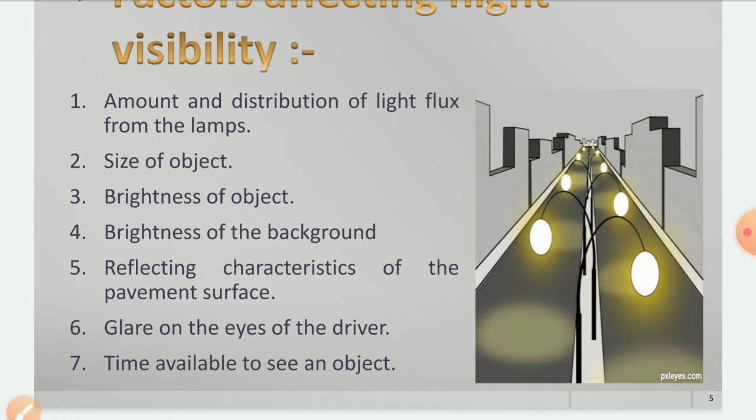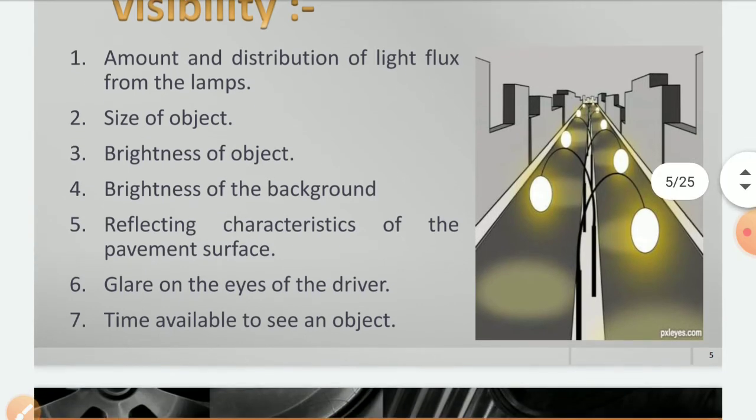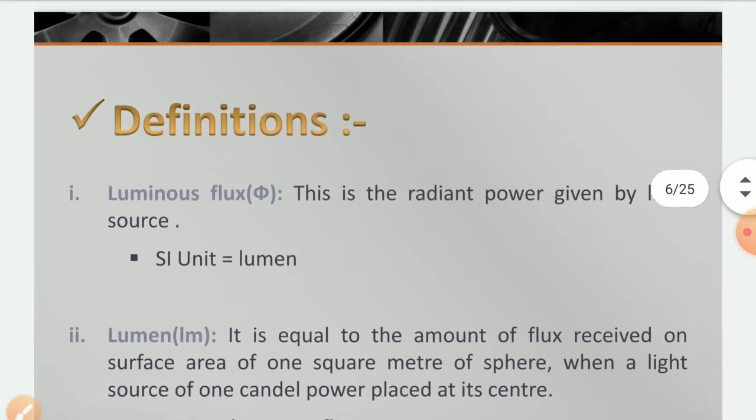Also the reflecting characteristics of the pavement surfaces. Some roads, because of continuous use, develop reflecting patches or surfaces. The reflecting characteristics of some pavements may also affect visibility. Also glare in the eyes of the driver, which also affects visibility, and the time available to see the object. If you are driving a car at night with street lighting, the time available to see a particular object is very short, and that also affects your visibility on the surface.